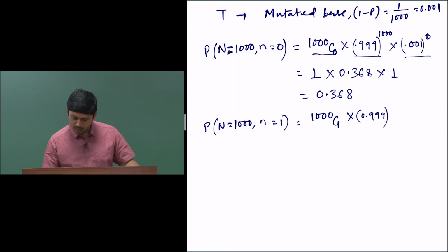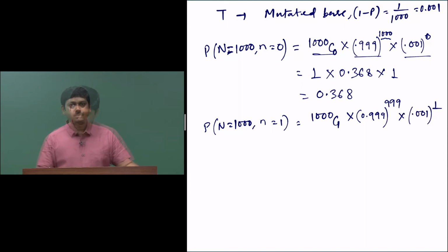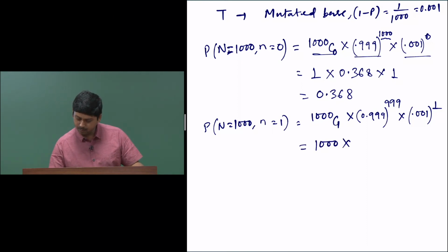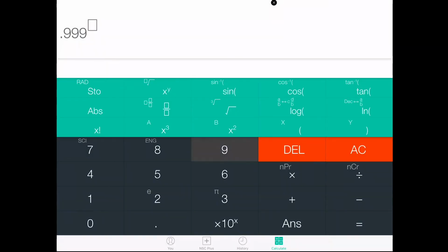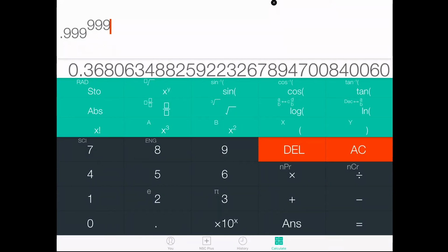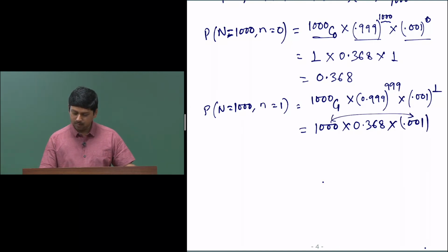Now, 0.999 to the power 999 and 0.001 to the power 1. So, this is nothing but 1000 multiplied by 0.999 to the power 999. Let us see how much it is. It is 0.368 again, and 0.001 is just 0.001. Now if you multiply this one with this one, you are going to get 1. So, you are left with almost the same number.